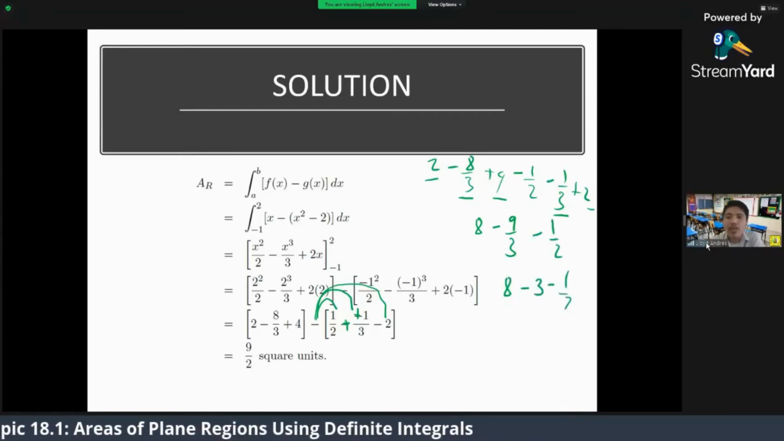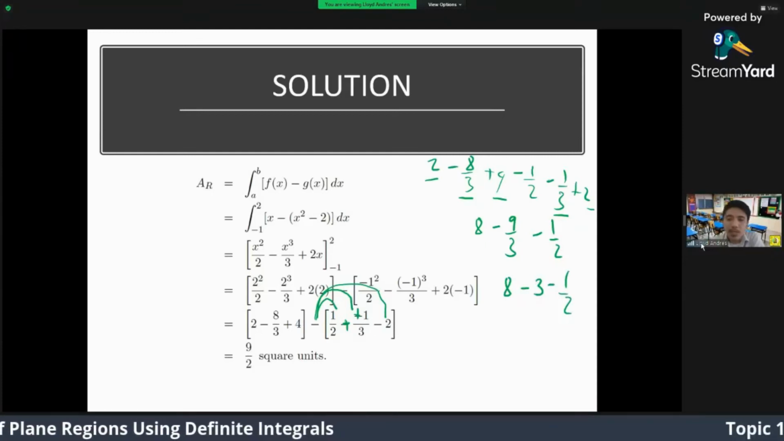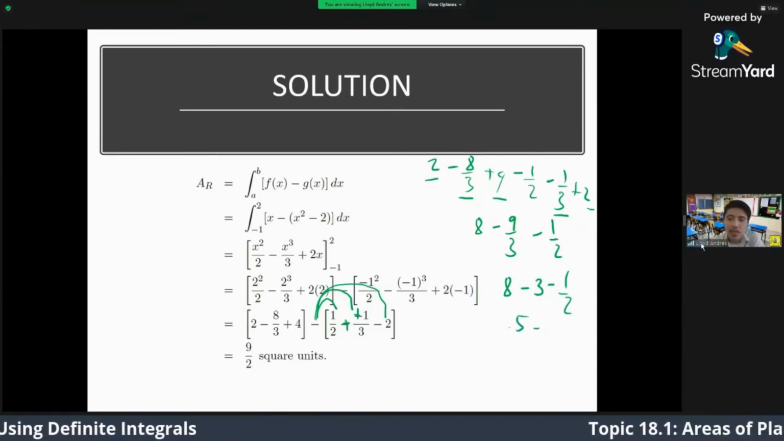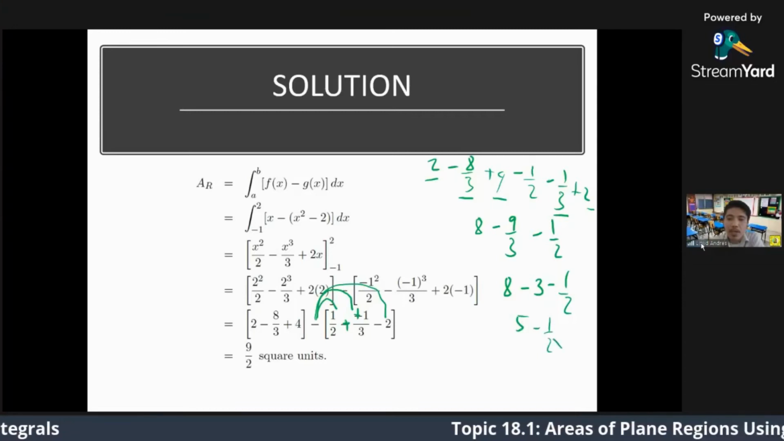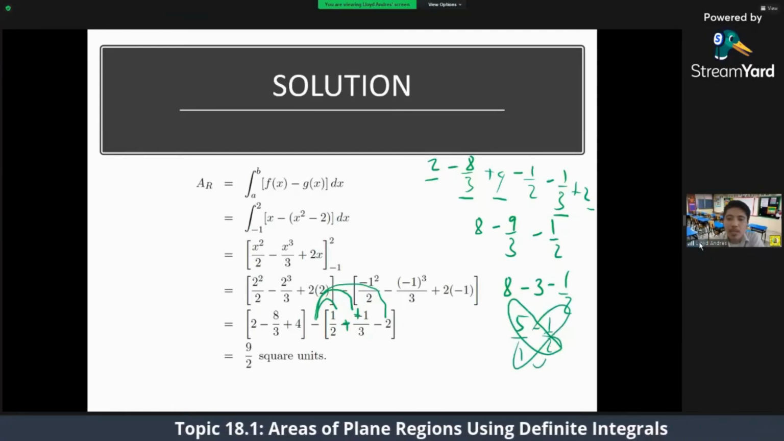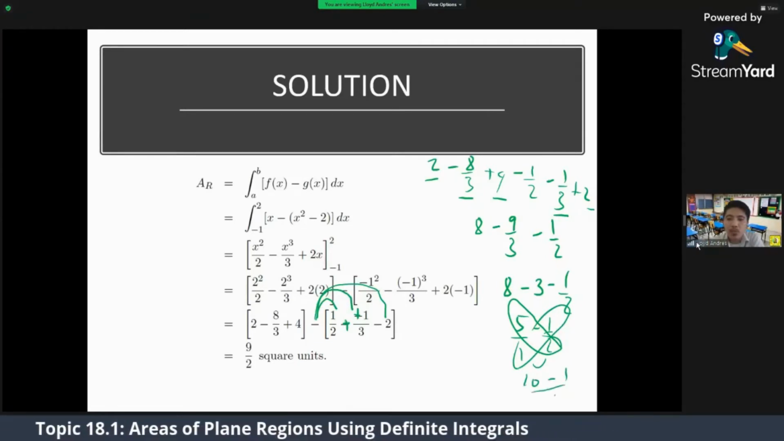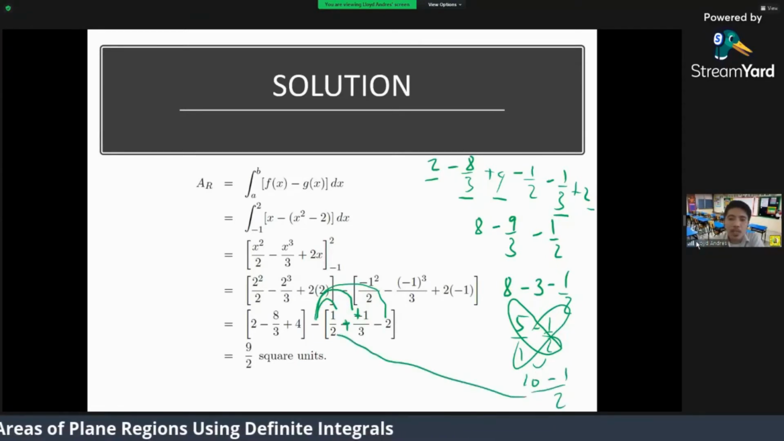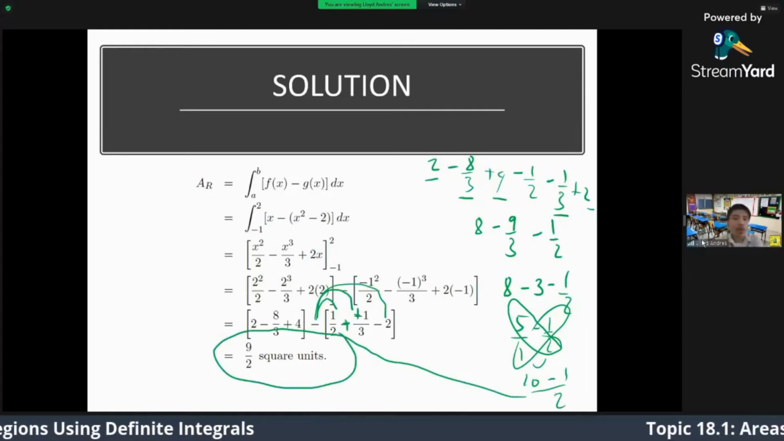Minus 1/2. 8 minus 3, that is 5 minus 1/2. Then, applying the cross multiplication method, we have 10 minus 1/2. It becomes 9 halves square units.